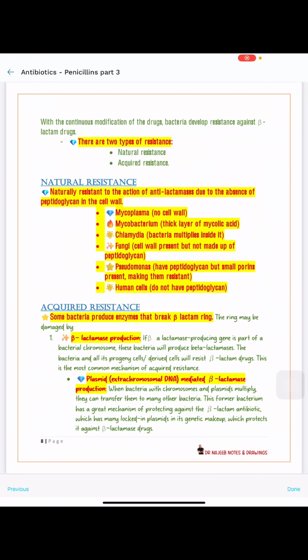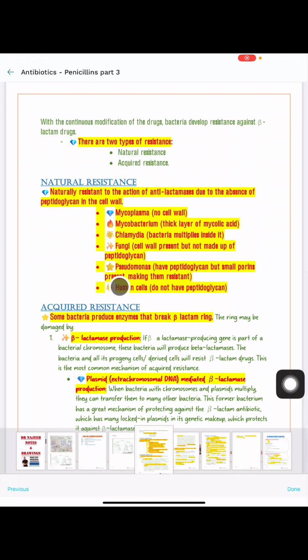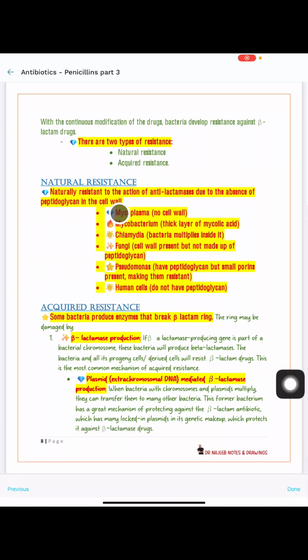Here we have to understand that Pseudomonas is a gram-negative bacteria. It does have a peptidoglycan, but very narrow porins are present that make it resistant to beta-lactam drugs. Mycoplasma does not have a cell wall. Mycobacterium has a thick layer of mycolic acid. And chlamydia are bacteria that multiply inside the host cell.